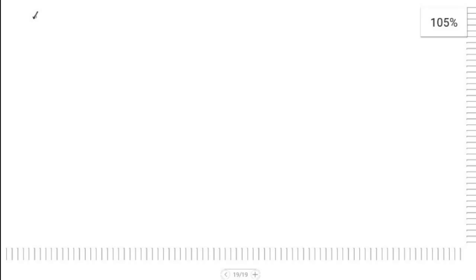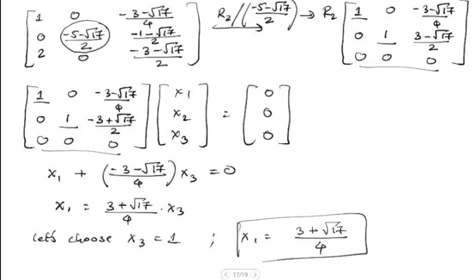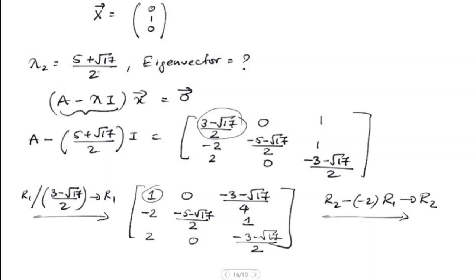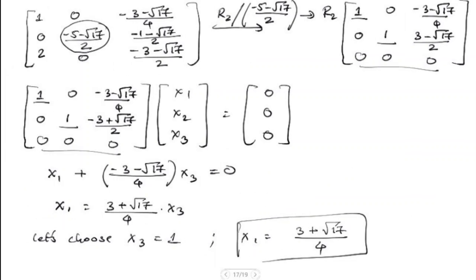Now we'll calculate for lambda equal to lambda 3. For lambda 3, I guess we found out just now, lambda of (5 plus root 17) divided by 2. So now we'll work for (5 minus root 17) divided by 2. The eigenvector we'll find out now for this.